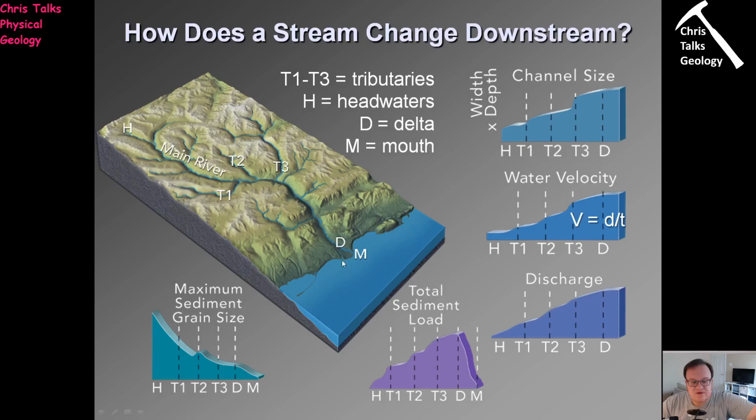In contrast, by the time we're down here, our channel is very, very big. So that means you have all that energy distributed over quite a large volume of water. So you'll have more energy up here in the headwaters. So this is the region in which you can move the largest material, because obviously the more energy you have, the larger the material you can move.